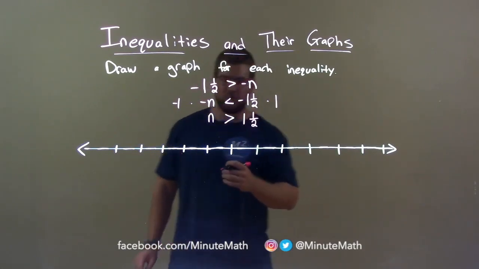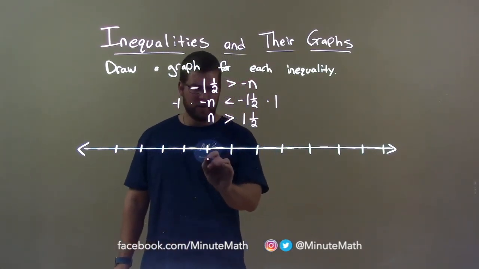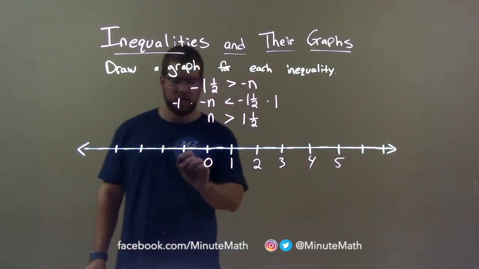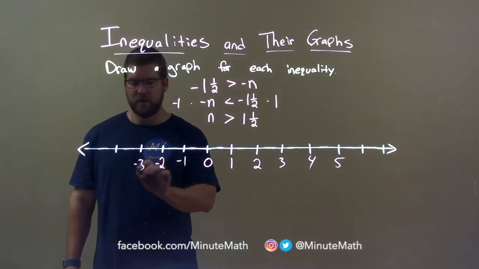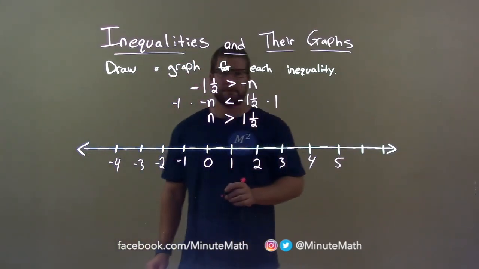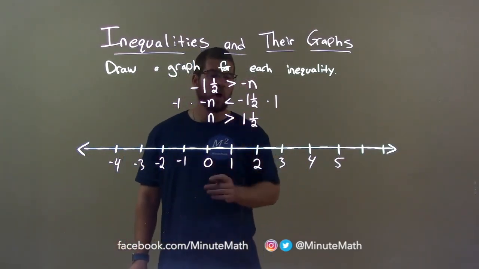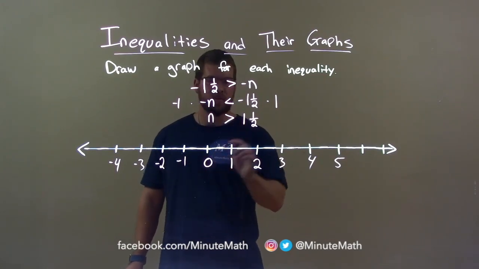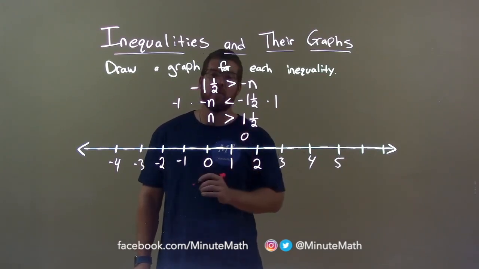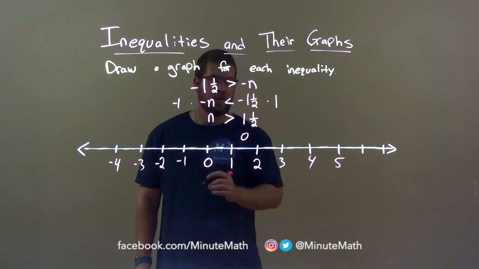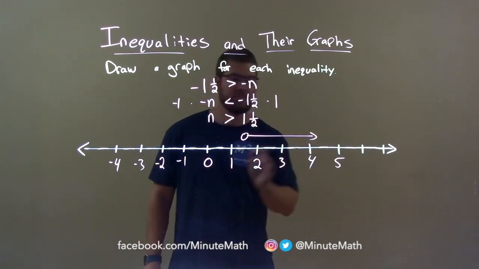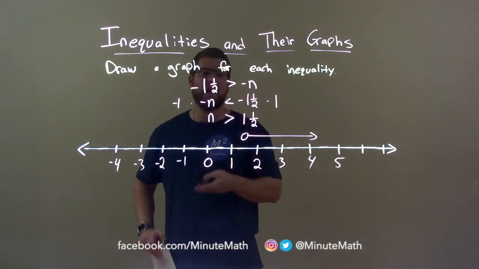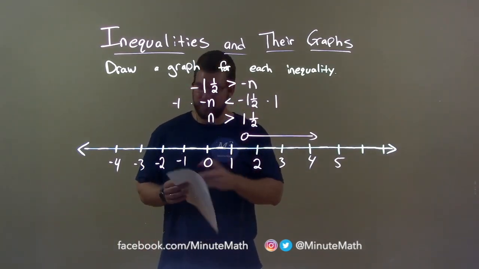So now it's time to graph. So we have a number line, 0, 1, 2, 3, 4, 5, and negative 1, negative 2, negative 3, negative 4. All right. Well, if n is greater than 1 1/2 here, it's not equal to, which means we have an open circle. So 1 1/2 is right here. We got an open circle there. Okay. n is also greater than, so we shade to the right. And there we have our graph for negative 1 1/2 is greater than negative n.